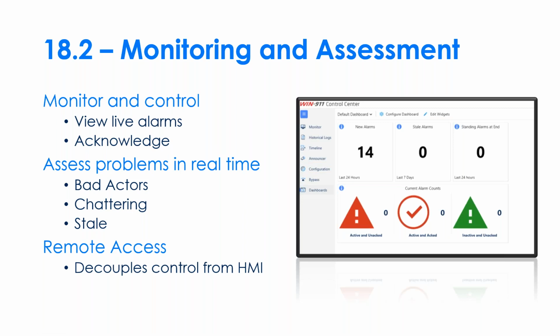Win 911's control center also allows you to see live alarms, acknowledge them, but it also presents you with analytical information to identify bad actors, right? Chattering alarms, alarms that are oscillating above and below their threshold, stale alarms, alarms that have been hanging around for a long time. This tool allows you to assess that kind of information in real time without the HMI, so you can go in and address problems that could be related to the configuration of the alarm, for example, if it's a chattering alarm.